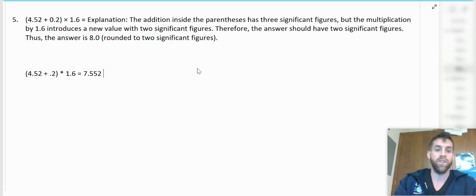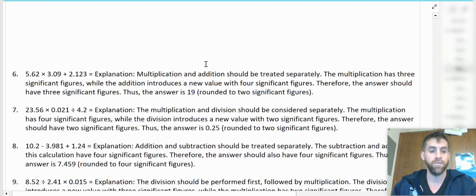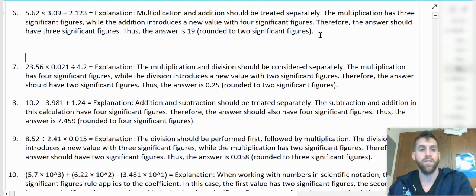Well, when we round, you will notice because we have two significant figures, I erased the 2. That 5, because it's 5, if it was lower than 5, we would actually go to 7.0. But because it's 7.5, that's going to round us up, and so that's going to be 8.0, and we're done. Okay, number 6.